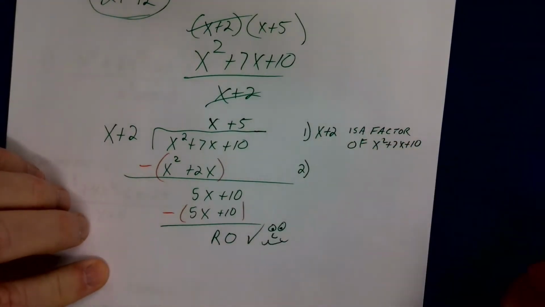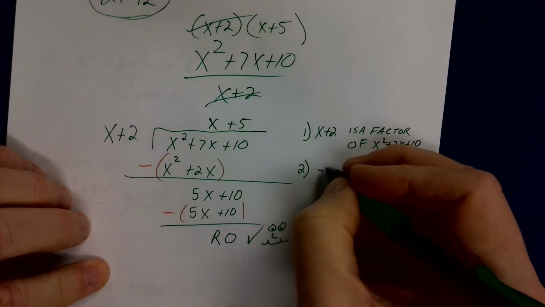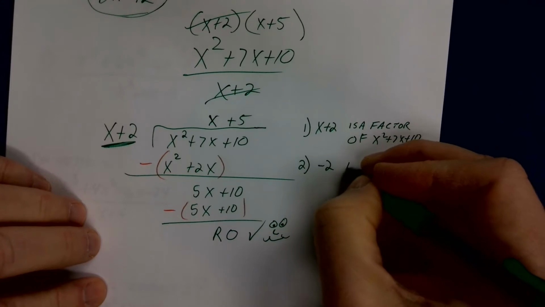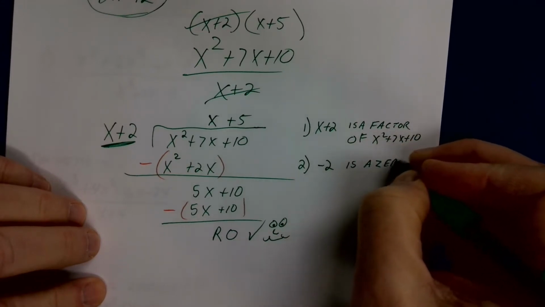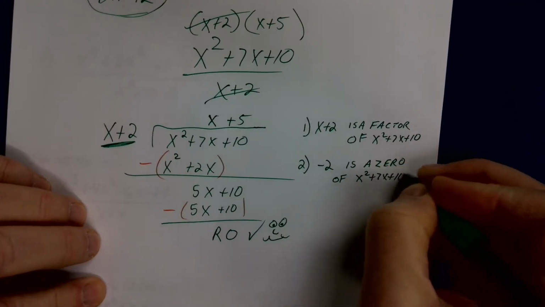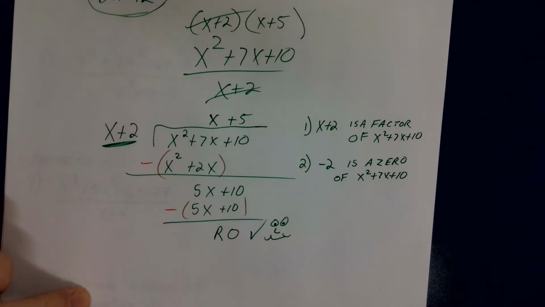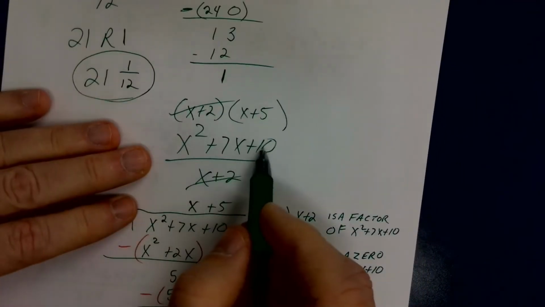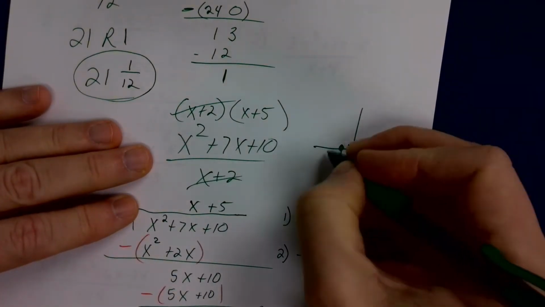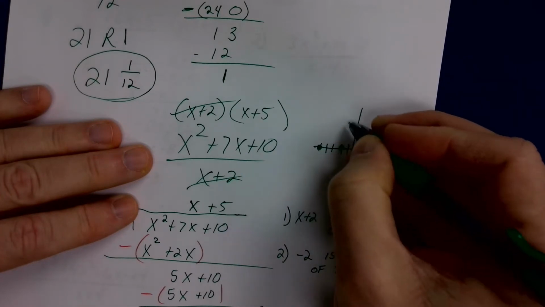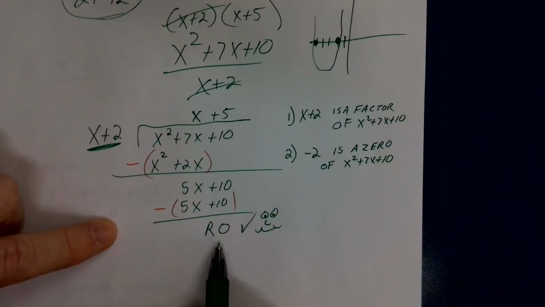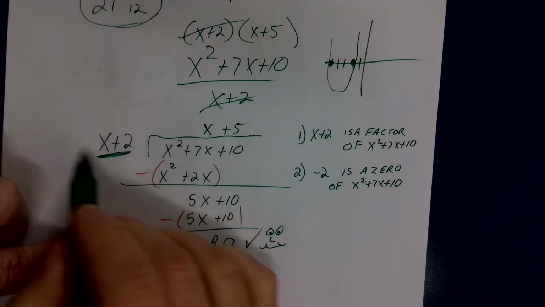Number 2, that negative 2, or the opposite of this, what makes this a 0, negative 2, is a 0 of x squared plus 7x plus 10. Okay? And you guys knew that, right? X squared plus 7x plus 10, when I factor it into x plus 2 and x plus 5, that means that at negative 2 and at negative 5, it goes through those two places. But again, when there's a remainder of 0, then we know that this expression is a factor of this.